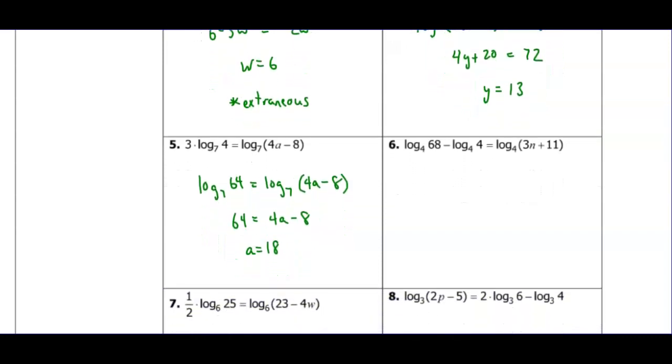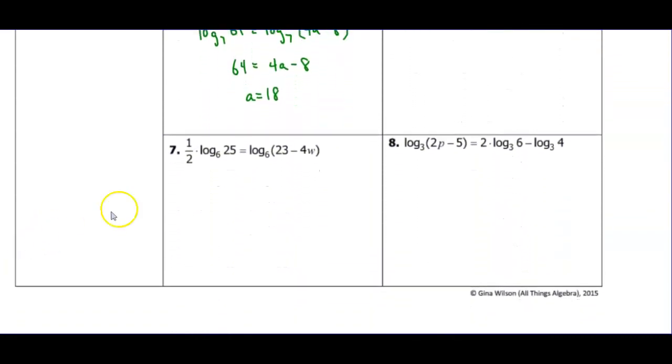All right, we will do one more on this page and then move on. So number 8, I've got a singular log on the left, but I don't have a singular log on the right. So I think I'm going to work on this one first. Bring that 2 up to the power. I'd have 6 to the second power, which is 36. And then I have subtraction, which indicates a quotient. So if I do 36 divided by 4, I have log base 3 of 9.